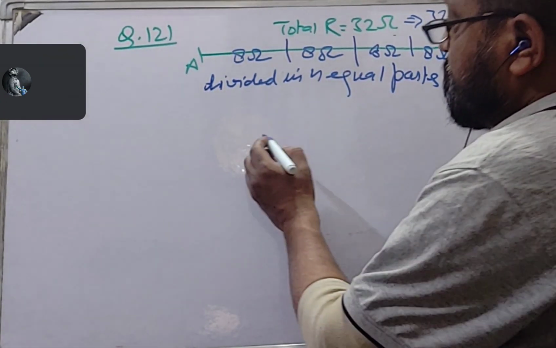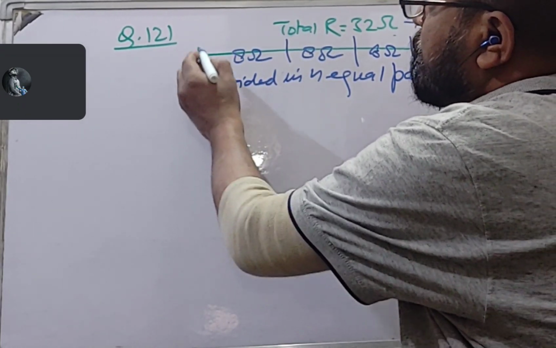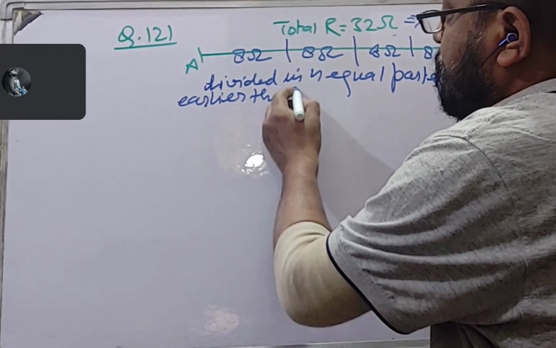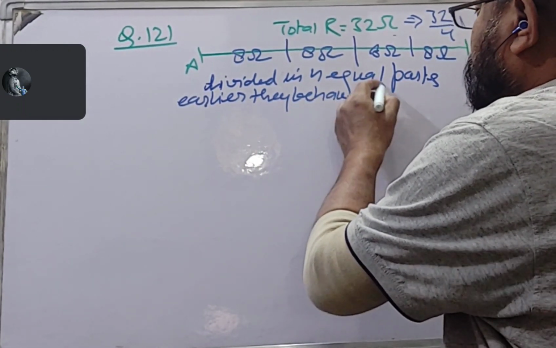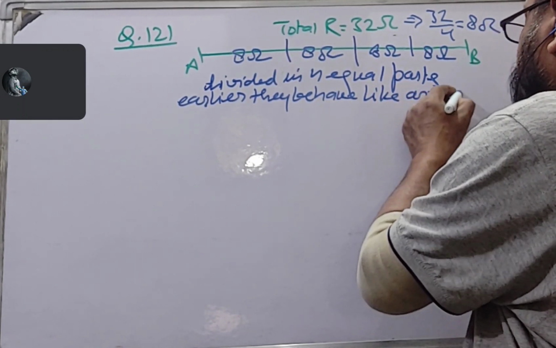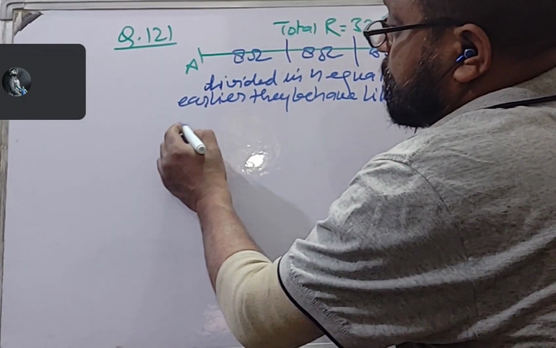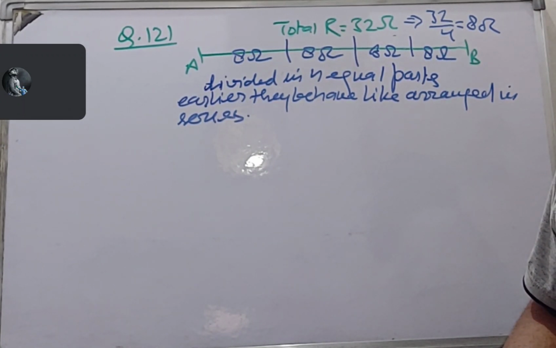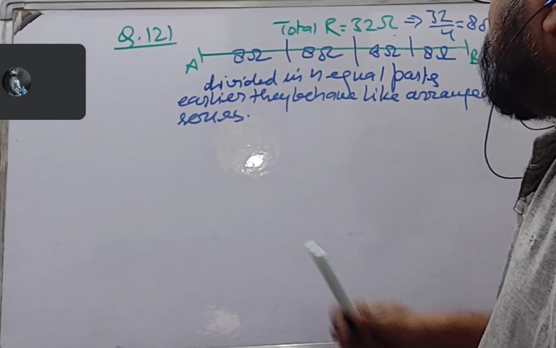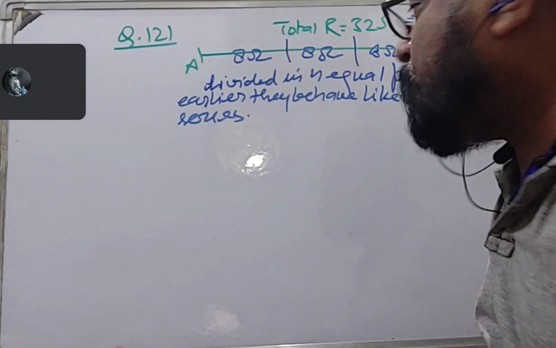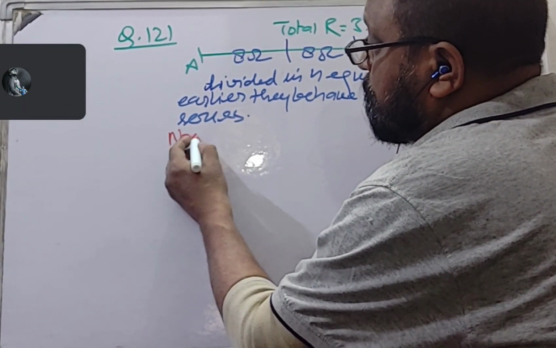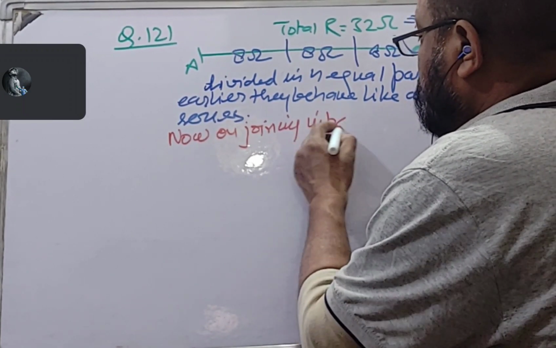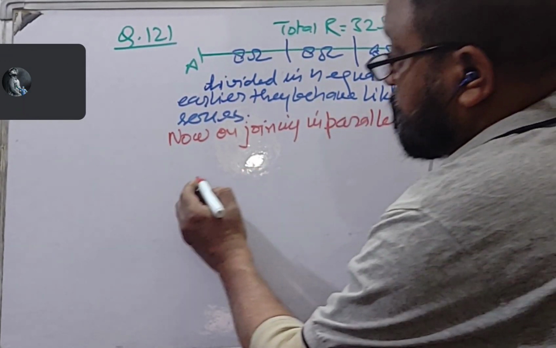And now, earlier they were in series. Earlier they behaved like they were arranged in series, and now on joining in parallel, it will be like this.